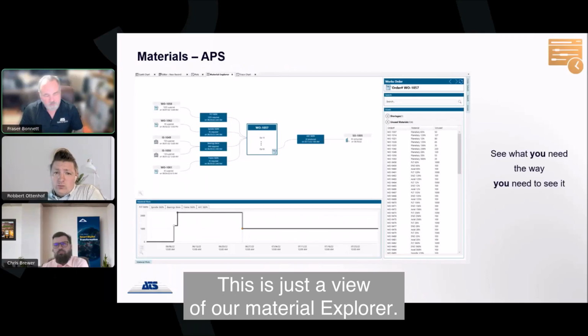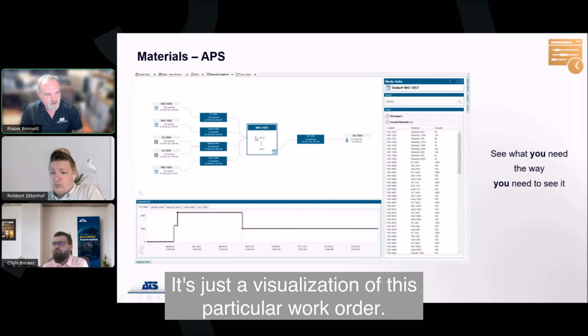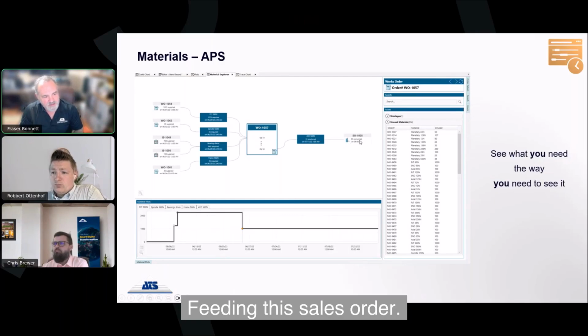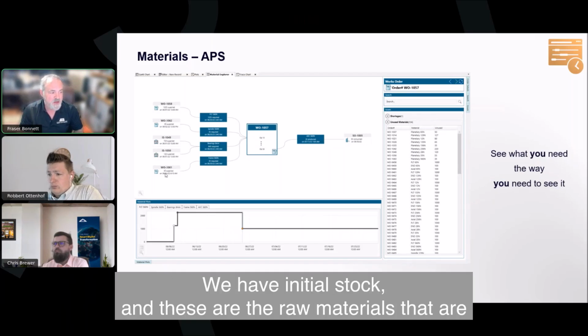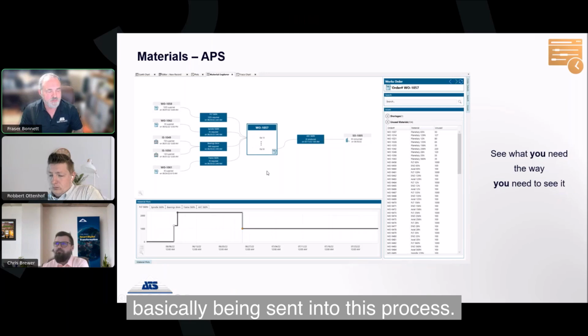And this is just a view of our Material Explorer. It's just a visualization of this particular work order, feeding this sales order. And these are the work orders that feed these work orders. We have initial stock, and these are the raw materials that are basically being sent into this process.